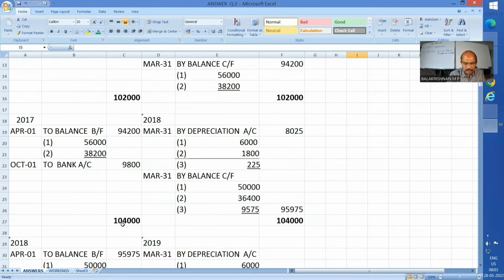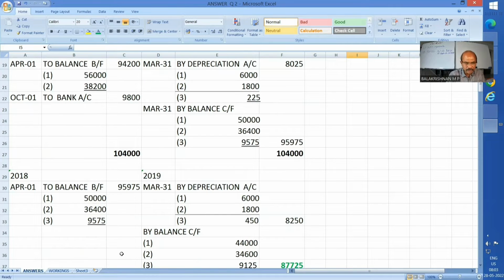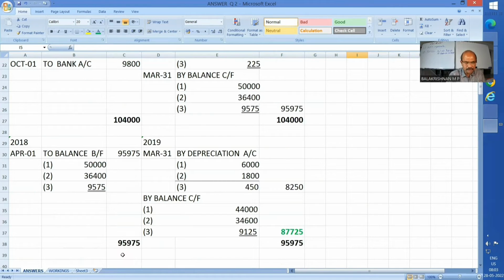Balance the account: total the heavier side, put it here, find the difference, it is this much, and show the breakup. Of course, if you have done the proper work, the breakup has to be equal to your closing balance. 56,000 minus 6,000, 50,000. 38,200 minus 1,800, 36,400. And this 9,800 minus 225, 9,575, as clear as water. Fine. And bring it down next year. As it is, you bring it down on April 1st. The same amount has been brought down here. And I find there isn't any purchase whatsoever in this year.